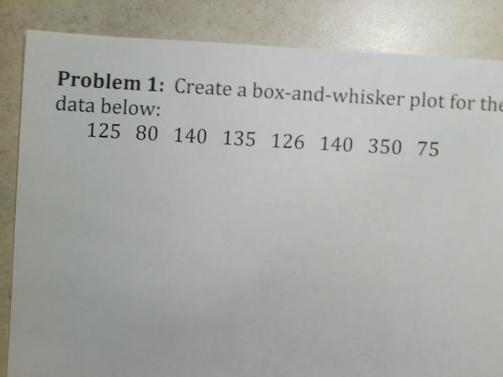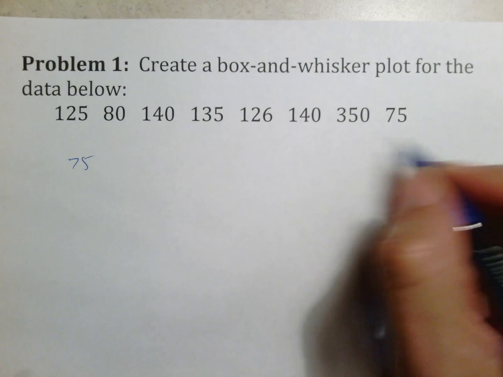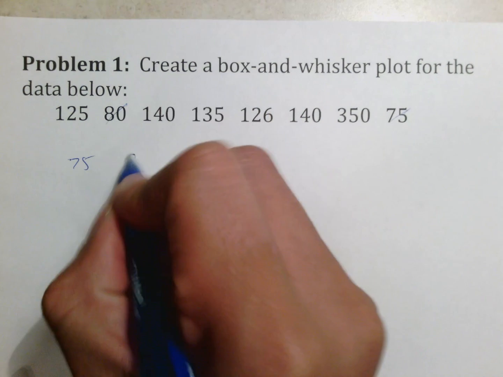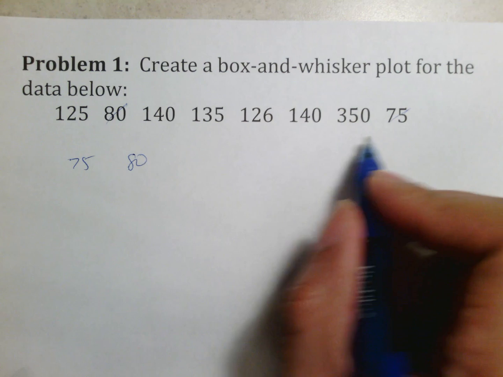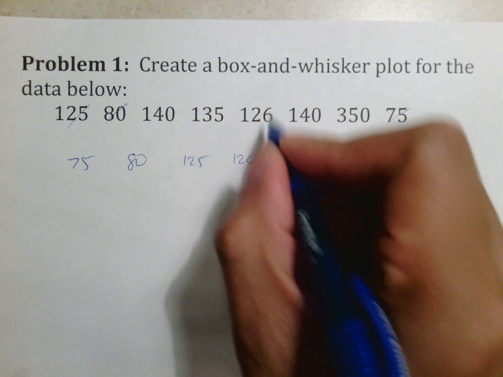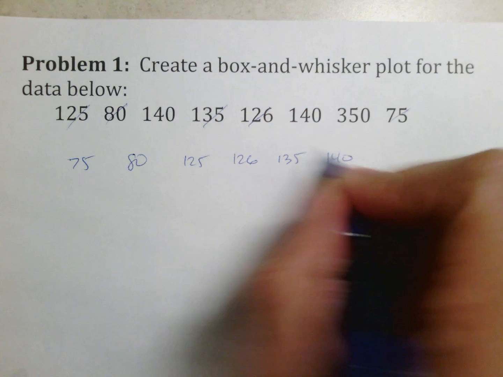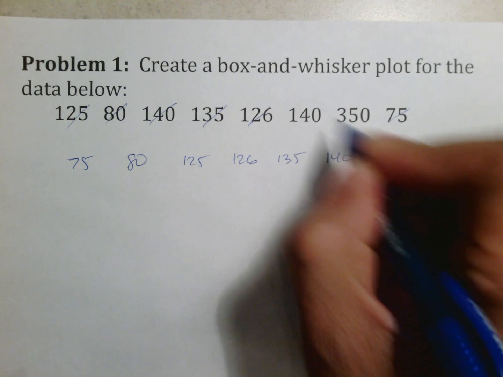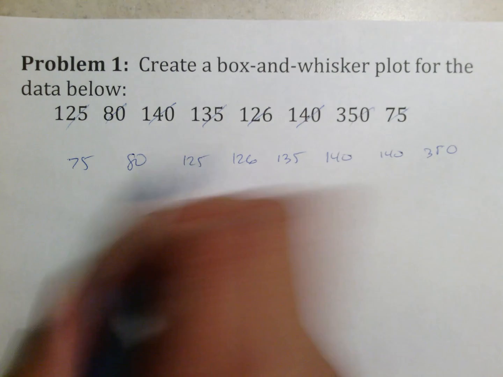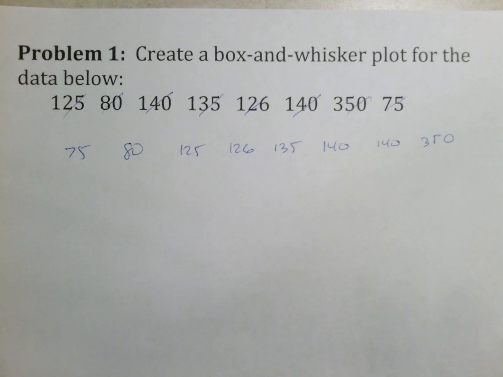Alright, so looking at problem 1, where they want you to create a box and whisker plot for the data, everything kind of stacks on itself. Of course, the first thing we have to do is put these numbers in order, and so we go through and say 75 is the smallest number, then 80, then 125, then 126, then 135, then 140, another 140, and 350, I think. 1, 2, 3, 4, 5, 6, 7, 8. Yep, there is my data in order.